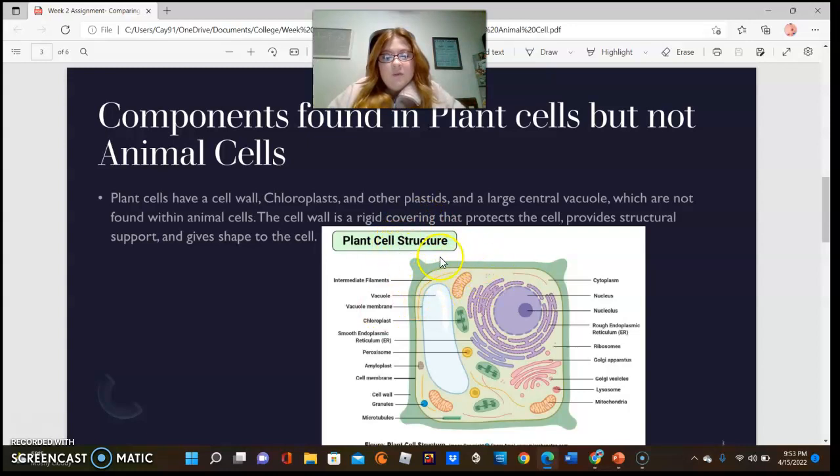Here's a picture of a plant cell structure, and here's the outside, which protects and provides structural support. And then there is the chloroplast and other components found inside the plant cell structure.